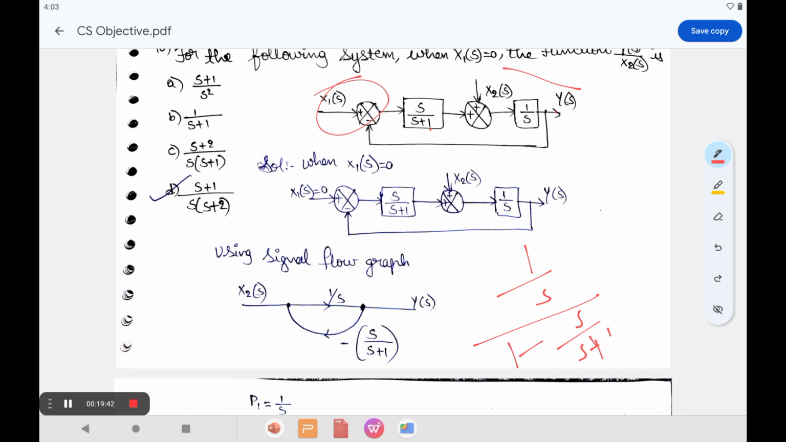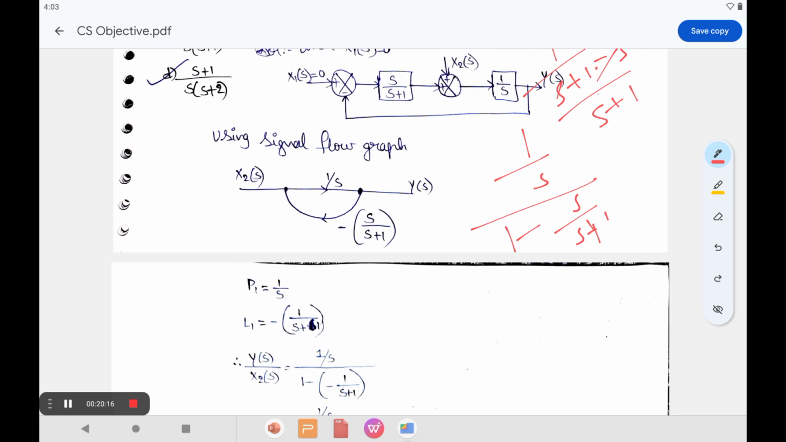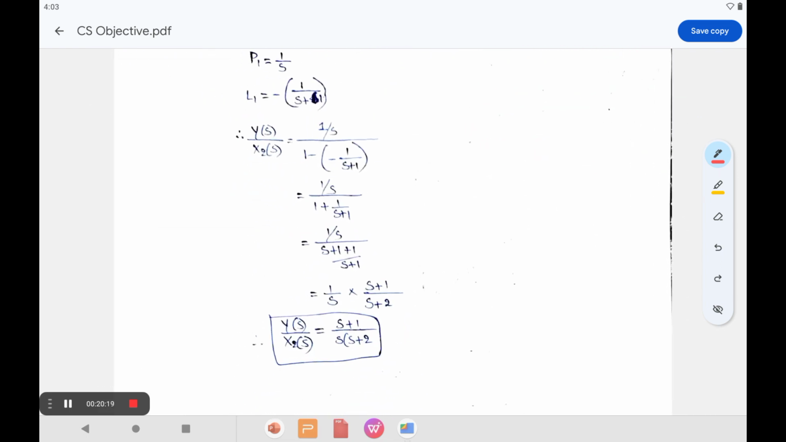If you are treating like this, what is the value for this case? s plus 1, s plus 1, 1 by s plus 1 minus s divided by s by s plus 1. This 2 will cancel. Therefore, you will get s plus 1 divided by s plus 1 divided by, what is the value we are getting in the denominator? That is also very important. So s plus 1 divided by s into s plus 2. Let us see here.